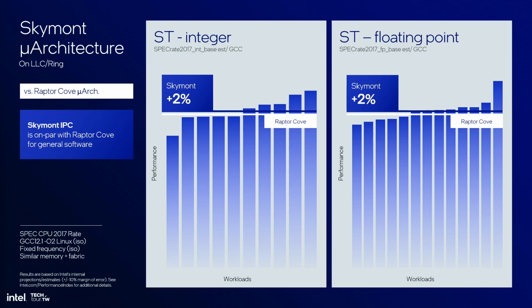This is IPC. This isn't peak performance. This isn't frequency. Raptor Cove runs at 6+ gigahertz, right? Absolutely amazing. One wonderful core. SkyMont, we're not trying to run at 6 gigahertz. This is not the goal. But this is IPC. Again, this is the same workload that I've shown you for all of these. This is GCC, Spec 17 estimated, compiled O2 out of the box. 2% higher on int, 2% higher on FP.